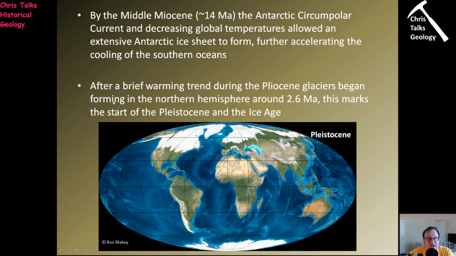So we also see a brief warming trend in the Pliocene, so just before the last ice age, and we begin to see glaciers forming in the northern hemisphere around 2.6 million years ago. Okay, so after the Pliocene, and this marks the start of the Pleistocene and the Ice Age.